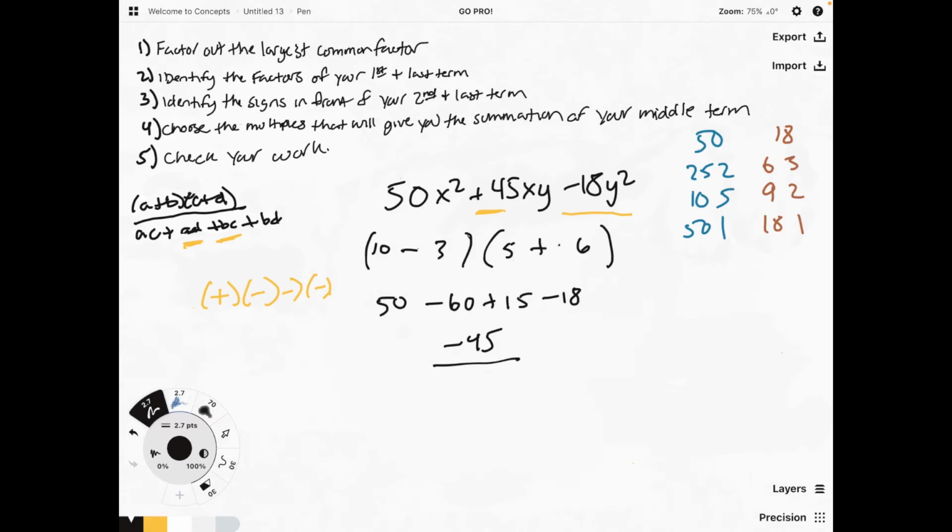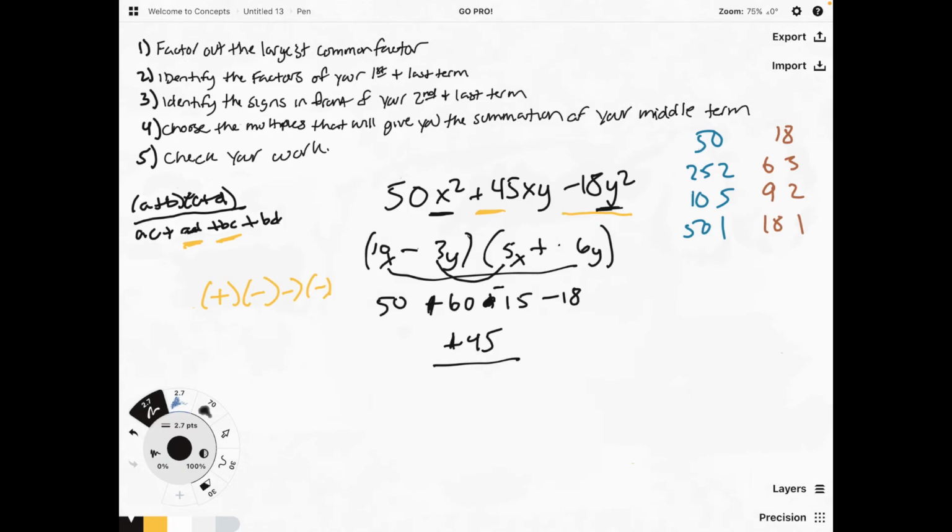Now what that does is that brings this to a 10 times 6, which is a positive 60, and a negative 3 times 5 brings us to a negative 15, that's positive 45. We need to add the x's back in and the y's, right? So how do you get x squared? Well, we have to multiply an x by an x. And how do you get a y squared? You have to multiply a y by a y.